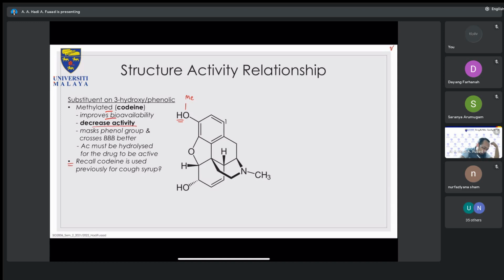However, it decreases activity. So the activity here refers to how this drug activates either the endorphin receptors or opioid receptors or mu receptor, whatever you want to call it. Okay, so in terms of activating the receptor, if you methylate it, it becomes codeine, no longer morphine, and thus the activity reduces a little bit. Okay, why? Because you actually kind of mask the phenolic group.